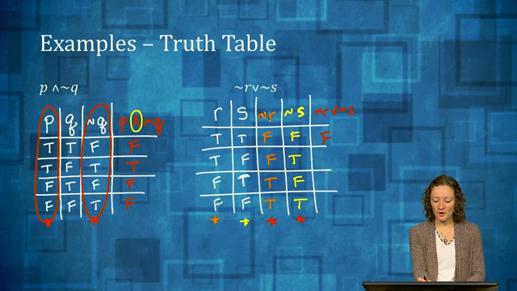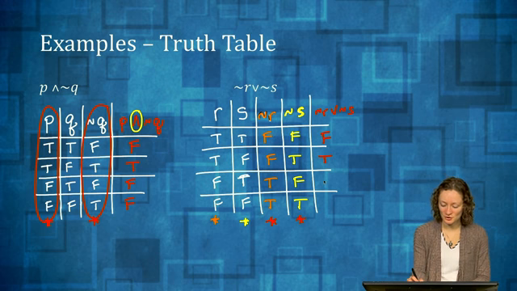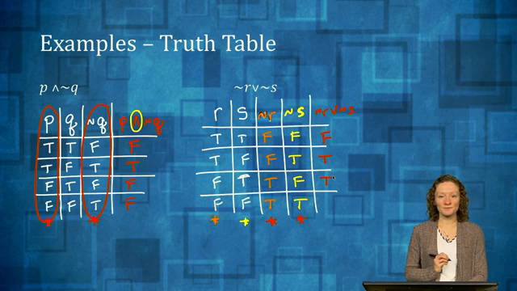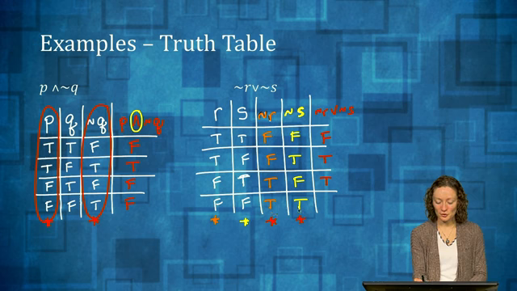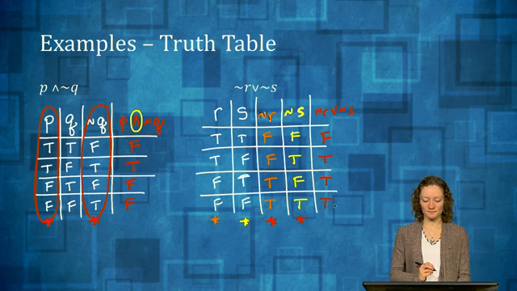Second scenario, false or true. We have at least 1 true, so this is true. Third scenario, true or false. We have at least one true, so it must be true. And the fourth scenario, true or true, they're both true, so the statement is true.